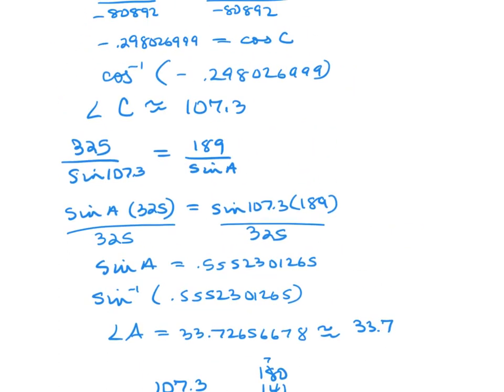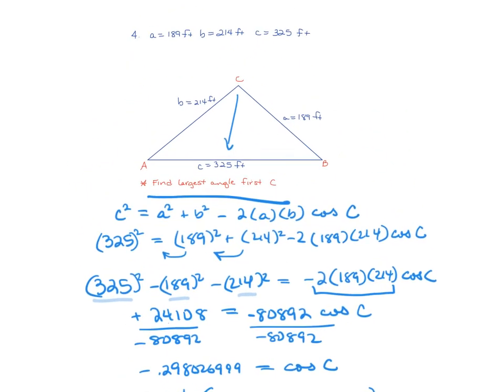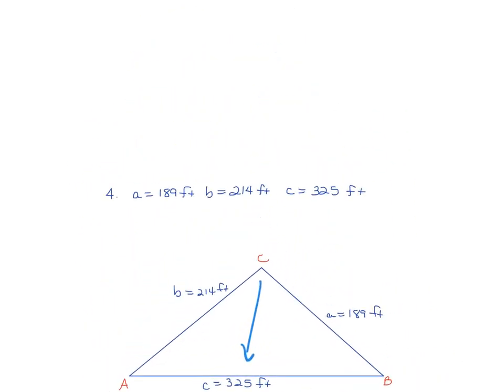So now I was given the three sides. And then my three angles: angle A, 33.7 degrees. Angle B, I just calculated, that was 39 degrees. And angle C, I found that first when I did law of cosines, and that was 107.3. So again, when you have the side, side, side scenario, remember you're always finding the largest angle first. And then from there, it doesn't matter which two acute angles you want to find.